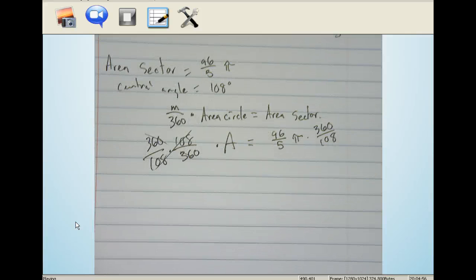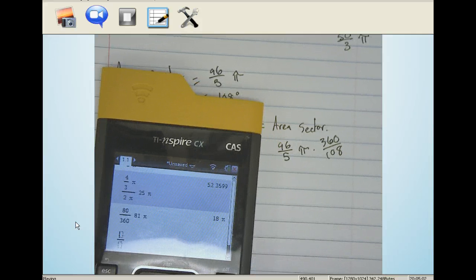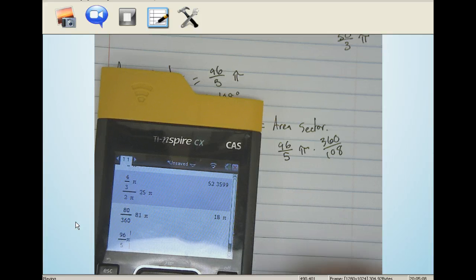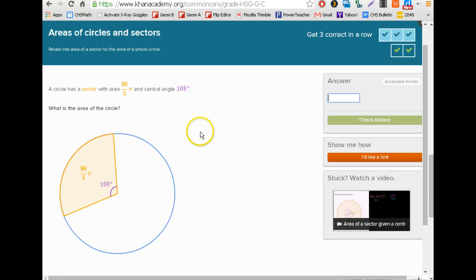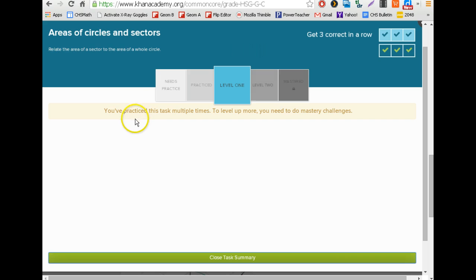Sorry, I'm not getting that very much in the screen anymore. I could probably reduce that a little bit, but I don't really want to reduce it by hand. Instead, I'll just use my calculator. Here we go. What is 96 over 5 pi times 360 over 108? And I got 64 pi. So the area of the circle is 64 pi. Okay, that's how those problems, area of circles and sectors, are done.